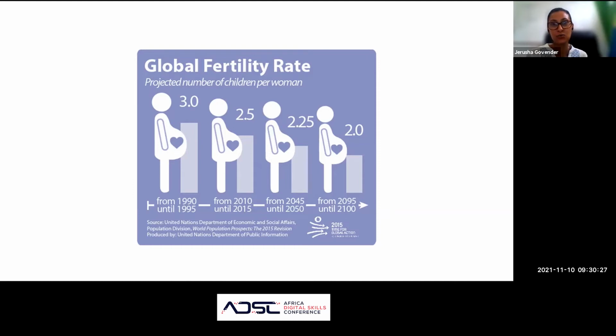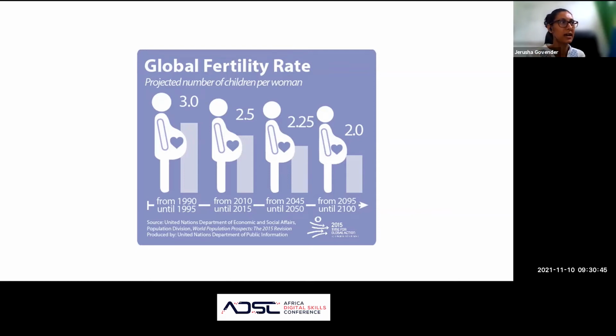So I'm just going to summarize what you're seeing. Do you think this is a data visualization or an infographic? You can also put that in the chat. What you're seeing here is quite outdated data right now, but it's a presentation of global fertility rates.